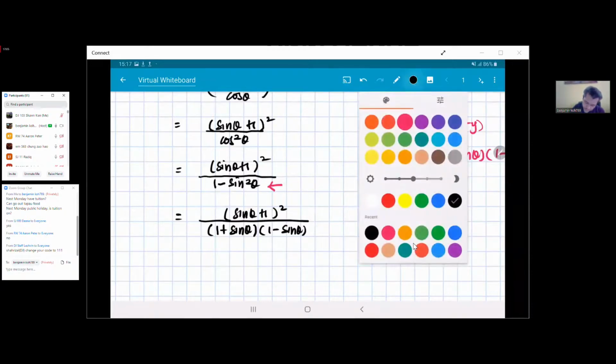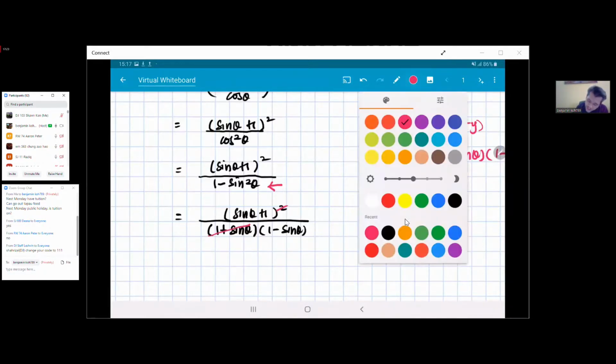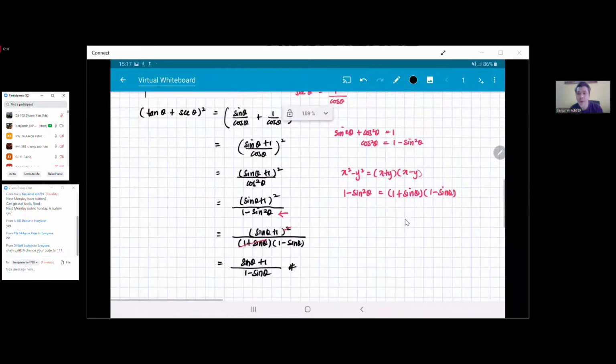Well, first of all, sine theta plus 1 bracket square means 2 brackets. So when you cut, this one you cut, this one you cut. Sine theta plus 1 bracket square, 2 brackets, so remove 1 from the top and remove 1 from the bottom. The balance here is just sine theta plus 1, and down here is 1 minus sine theta. And that's that. That's proven.